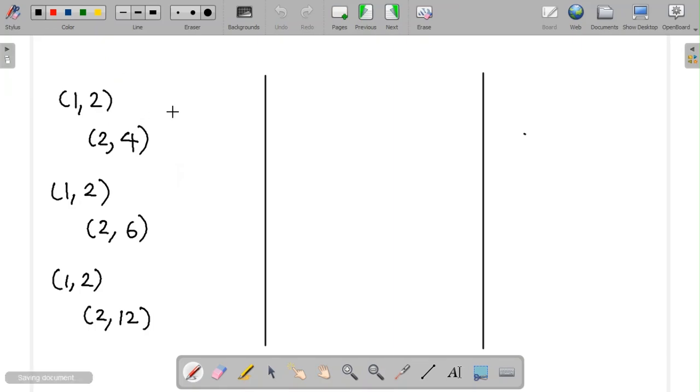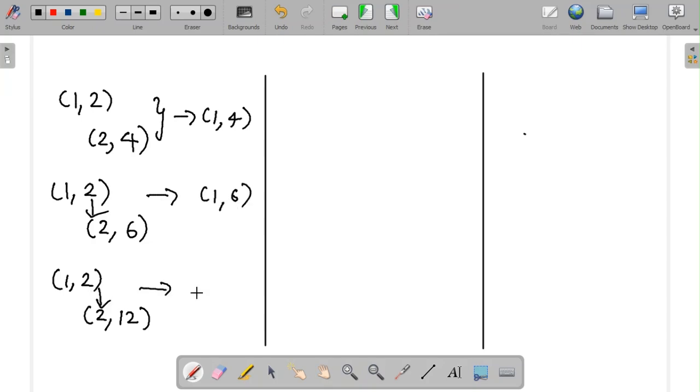Now, when we consider distinct pairs, (1, 2) and (2, 2) should mean that (1, 4) must be present. Obviously, 1 divides 4, and therefore that's part of the relation. (1, 2) and (2, 6) should mean that (1, 6) must be present, which is again part of the relation. (1, 2) and (2, 12) should mean that (1, 12) must be part of the relation, which is also verified.